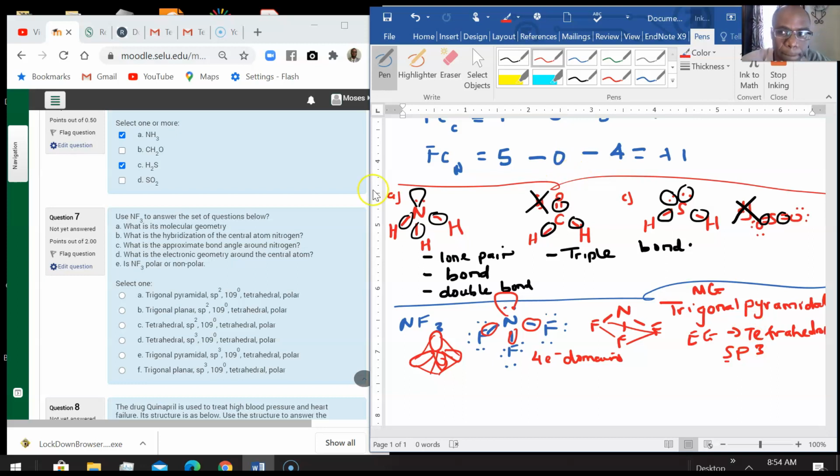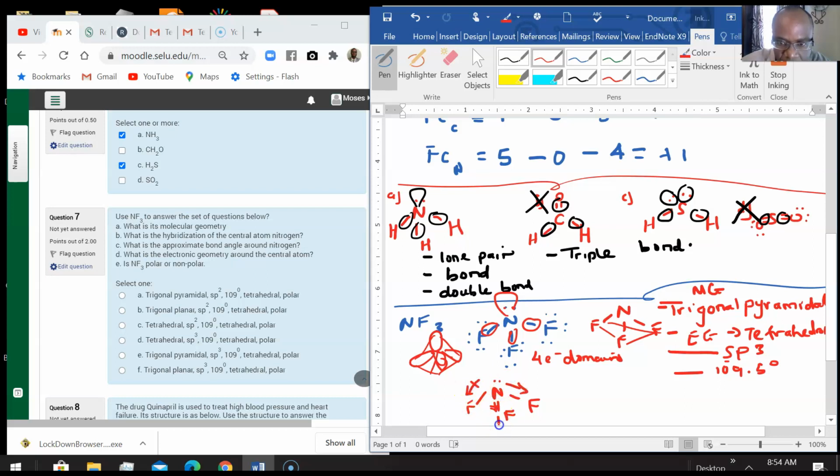Alright, so next, what's the approximate bond angle? I told you when it's tetrahedral, the approximate bond angle should be approximately 109.5. Okay. And then we've answered the electronic geometry. Is NF3 polar or non-polar? It has to be polar because you have the electronegative fluorines at an angle. Dipole moments point downwards, so you have a net dipole moment pointing downwards. So yeah, it's polar.